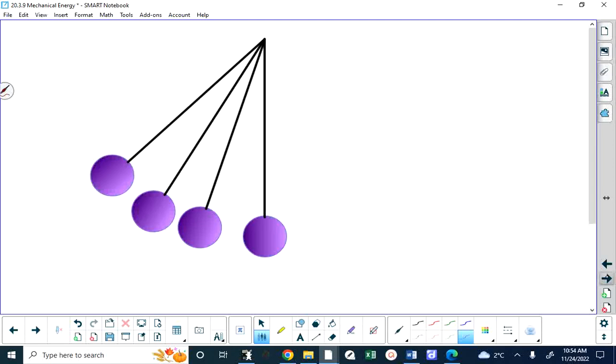So if you have a pendulum and this is the highest point, then the mechanical energy at this point is simply the potential energy of the pendulum because it's at its highest point. If I look at it at the lowest point, the mechanical energy at the bottom is simply going to be its kinetic energy that it has at the bottom, because at the bottom it has no potential energy. Are you guys with me on this?